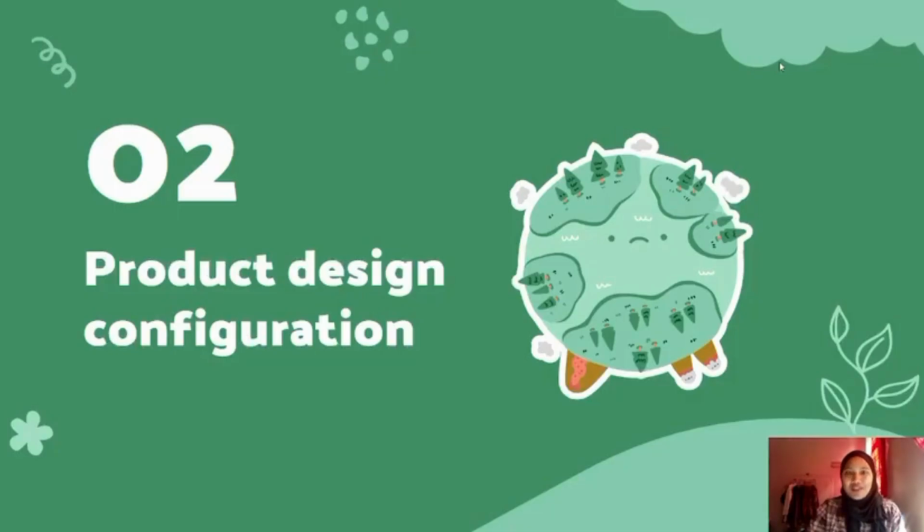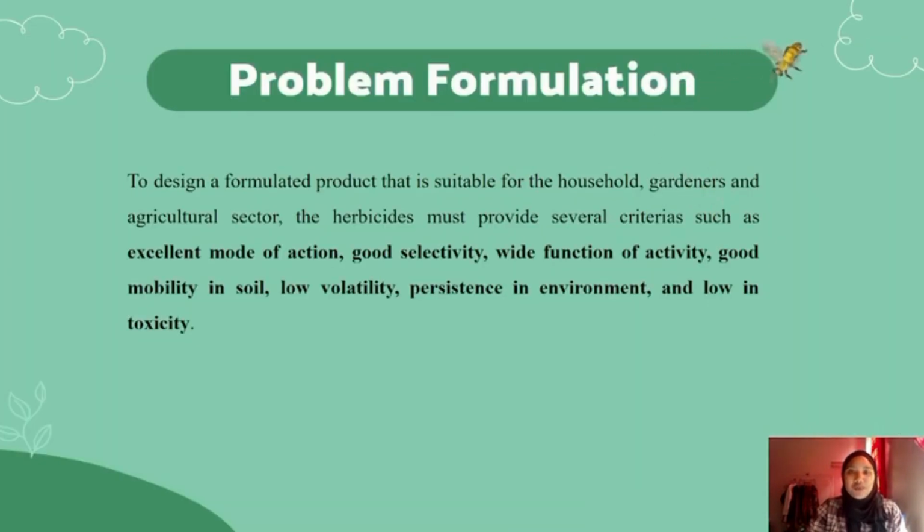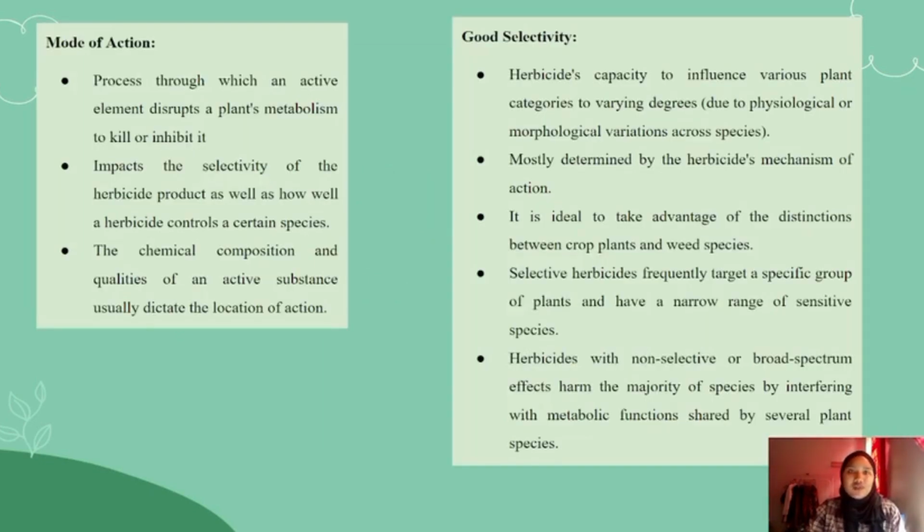Hi, I am Huzaima and I'll present on the product design configuration together with Aidil. This is our group's problem formulation. To design a formulated product that is suitable for the household, gardeners, and agricultural sector, the herbicides must provide several criteria. The first criteria is the mode of action, which is the process through which an active element disrupts a plant's metabolism to kill or inhibit it. The second criteria is good selectivity, which is the herbicide's capacity to influence various plant categories to varying degrees, due to physiological or morphological variations across species.